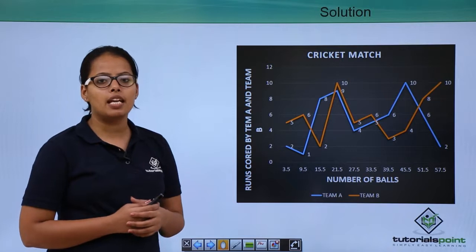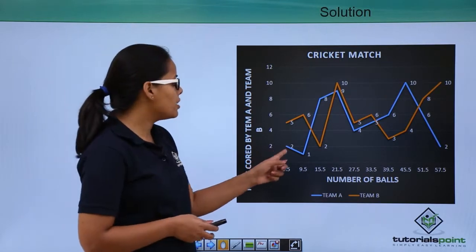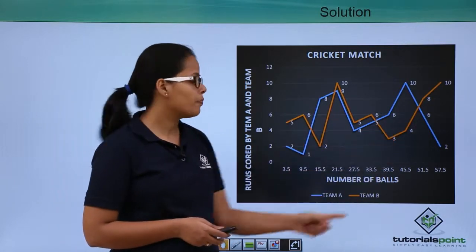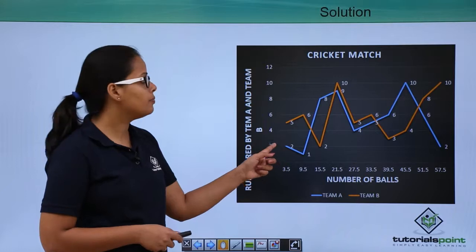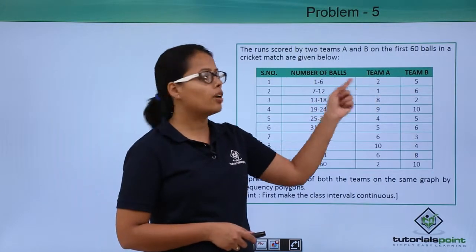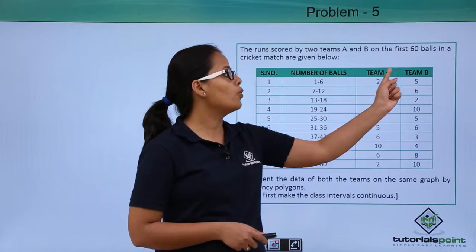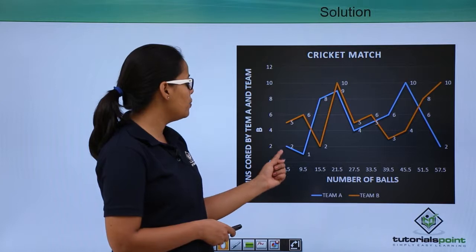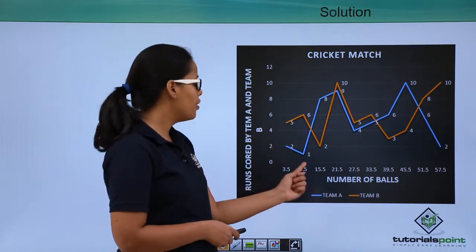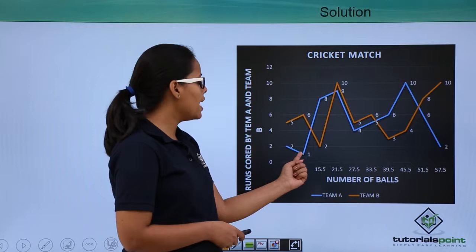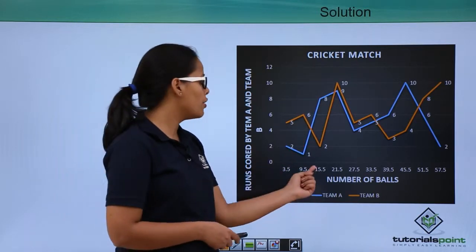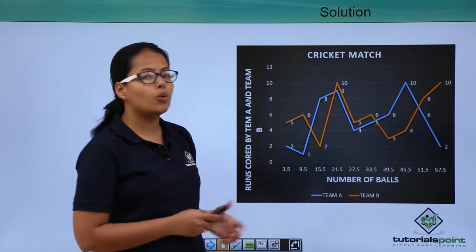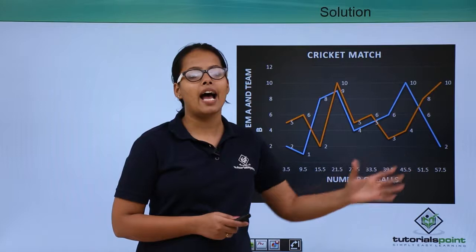Now for team A and team B, run scores are different. Let's suppose this blue line is team A, and this orange line is team B. For the mean value of 3.5, team A scored 2 and team B scored 5. So here you can see that for this value, team A scored 2 and team B scored 5. For the value of 9.5, team A scored 1, team B scored 6. For the value of 15.5, team A scored 8 and team B scored 2. So that's how this frequency polygon has been drawn.